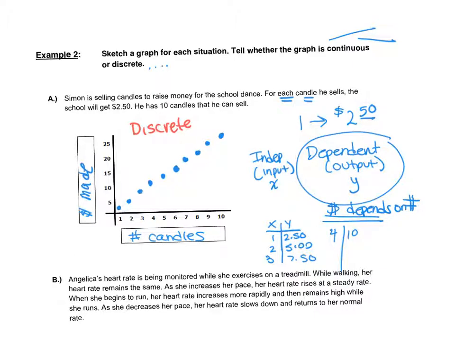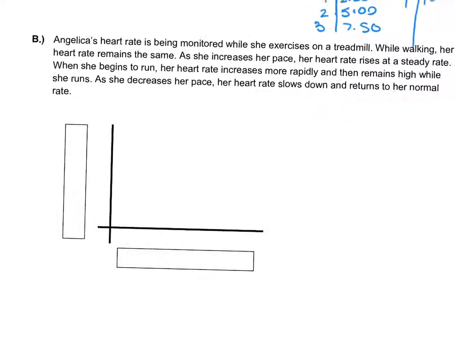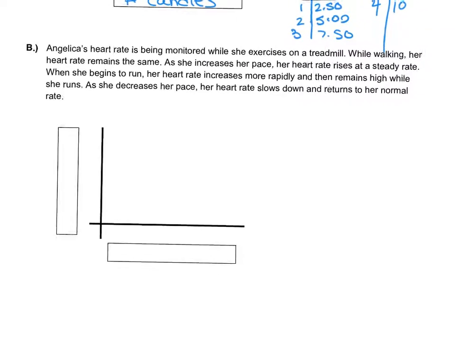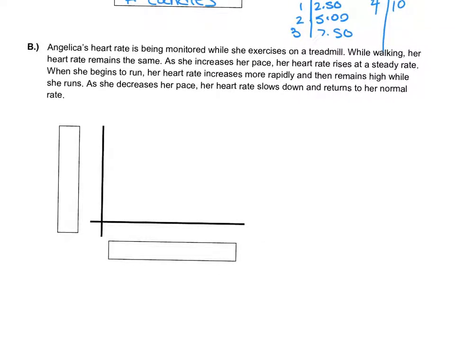So that one is a discrete graph. Let's look at the next one. Angelica's heart rate is being monitored while she exercises on the treadmill. While walking, her heart rate remains the same. Okay, so it's constantly the same.